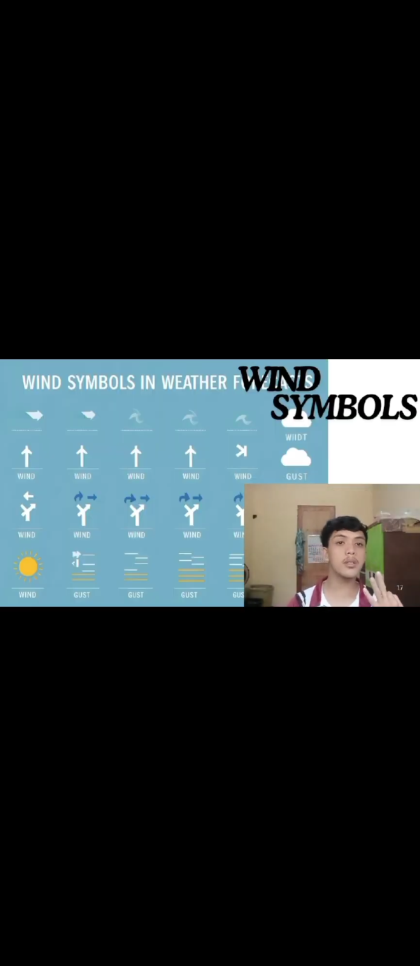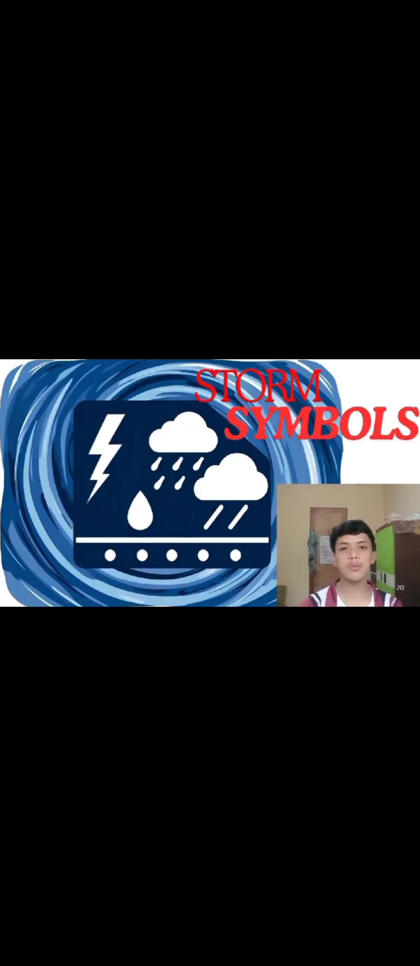Third one is wind symbols. Wind direction arrows and strength indicators help us understand wind patterns. Fourth is temperature symbols. Thermometers and color-coded maps represent temperature variations. Fifth is pressure systems. High and low pressure symbols are crucial for understanding weather patterns. Last, storm symbols. Distinct symbols represent cyclones, tornadoes, and hurricanes, alerting us to severe weather potential.